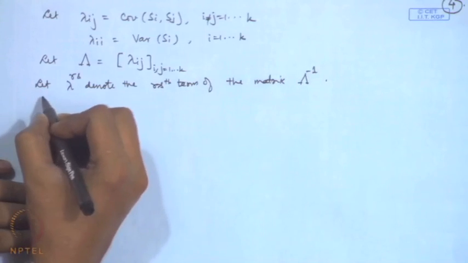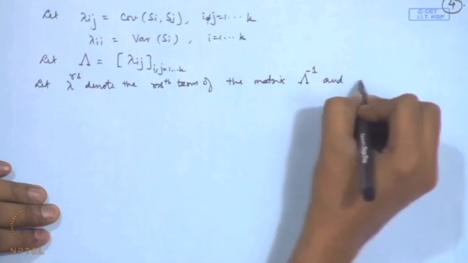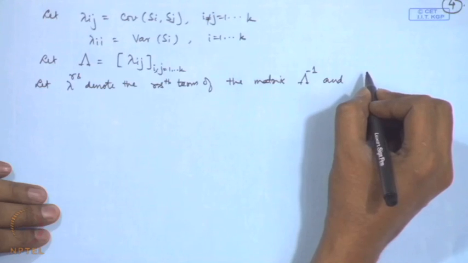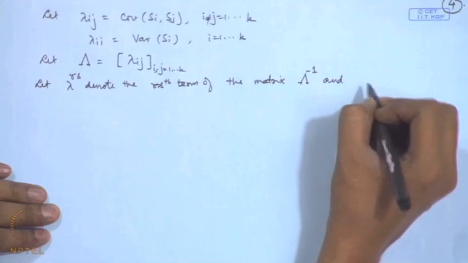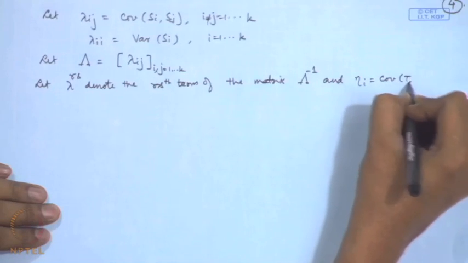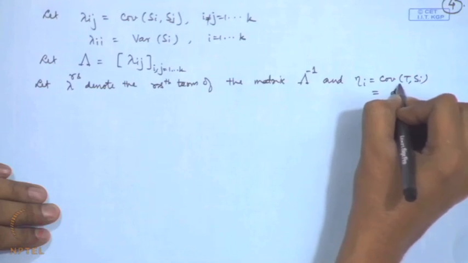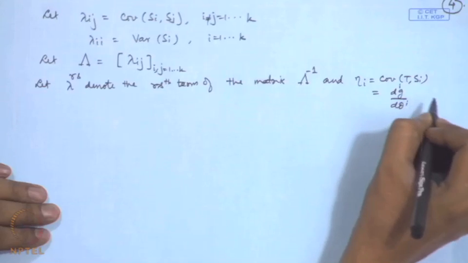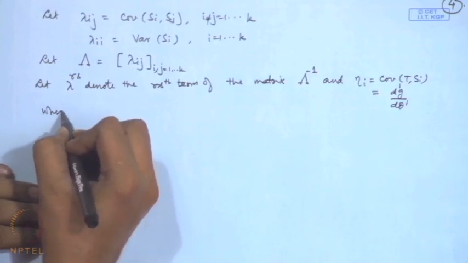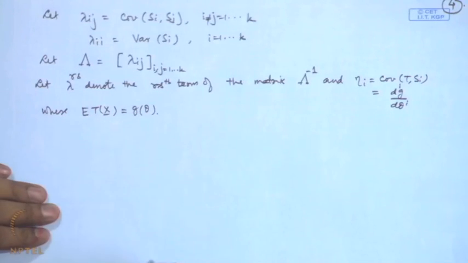Then, and also we can write here, let us write eta_i to be the covariance of T and S_i, that is equal to d^i g by d theta^i. Now, what is T here? T is an unbiased estimator of g(theta).